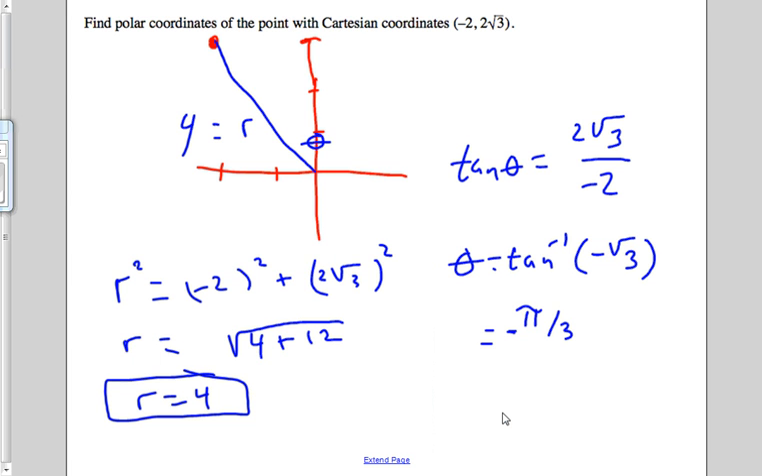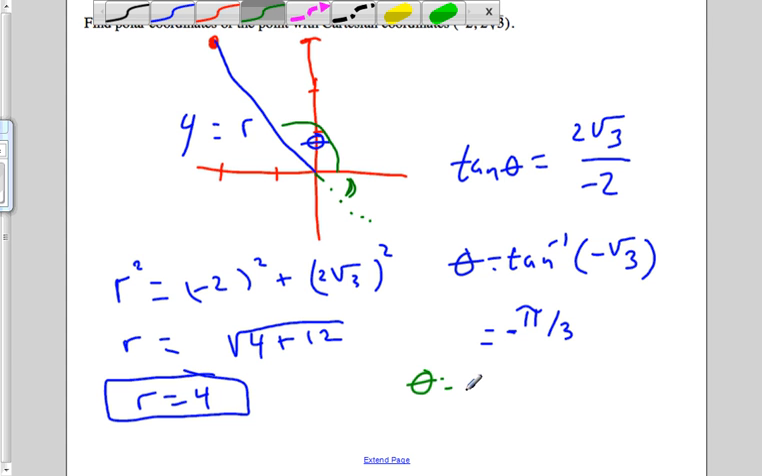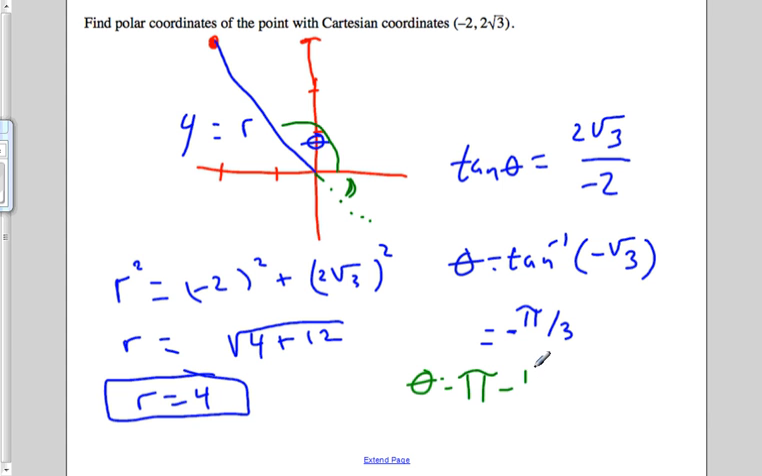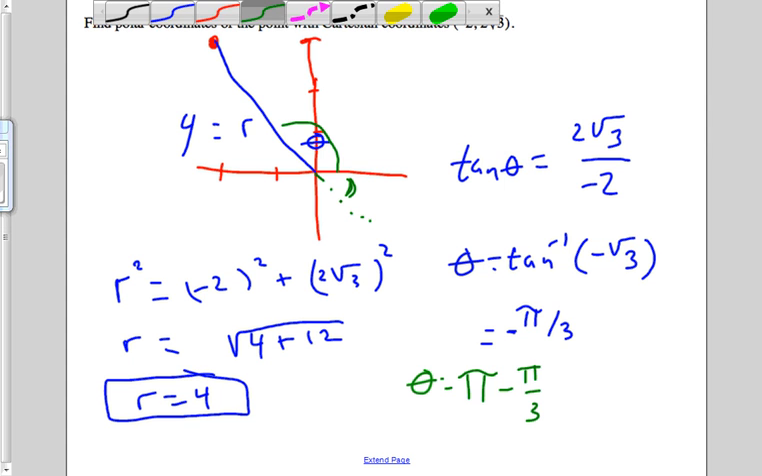So that's good. But the angle with tangent negative root 3 is this angle down here. That's negative root 3. So what is this angle? Well, that angle is pi minus pi over 3. So therefore, we found both our theta and we found r, and maybe we'll simplify theta just a little bit.